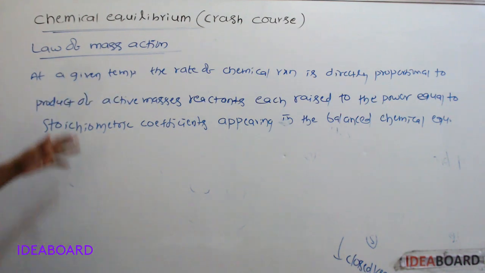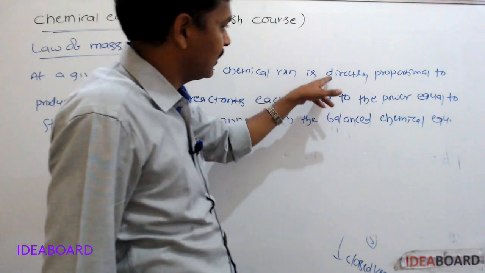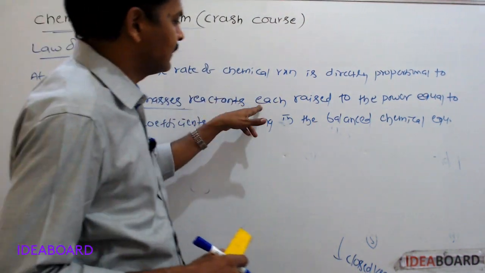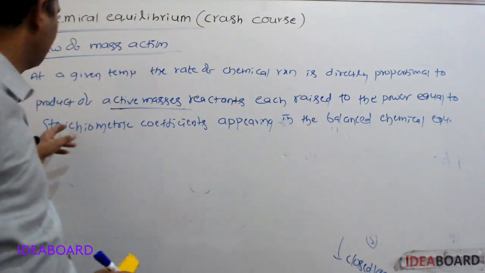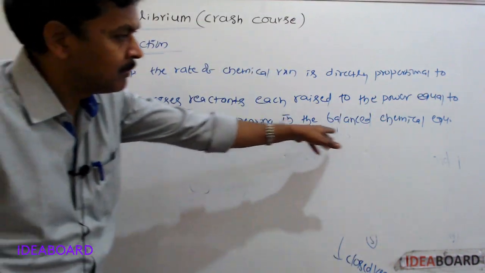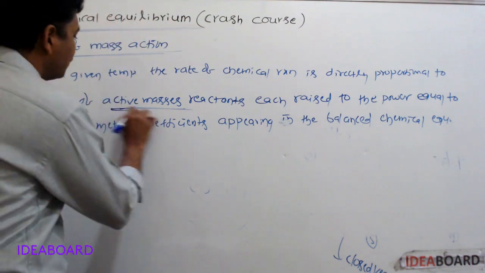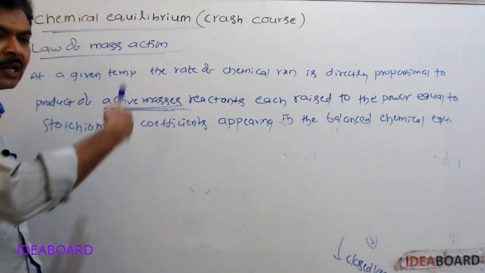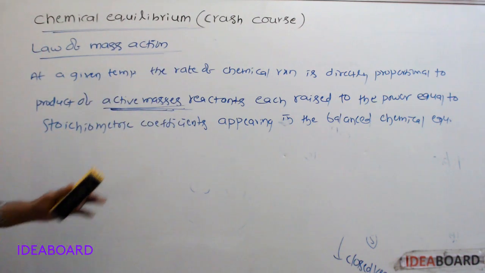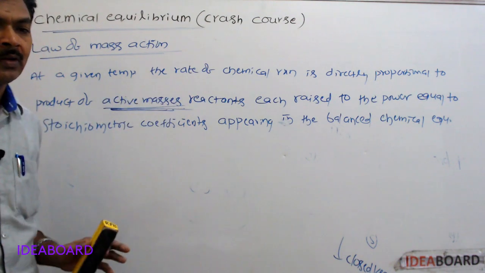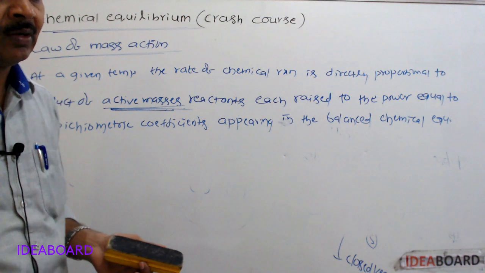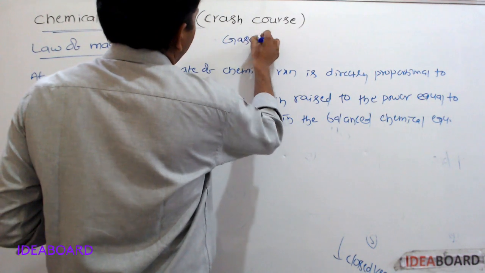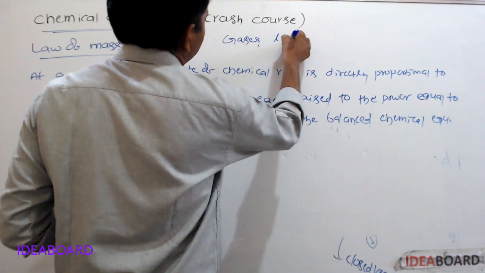At a given temperature, the rate of chemical reaction is directly proportional to the product of active masses of reactants each raised to the power equal to stoichiometric coefficients appearing in the balanced chemical equation. Active mass is nothing but molar concentration. For solids, active mass is taken as unity because pressure has no effect. This law of mass action is applicable only for gases and liquids.